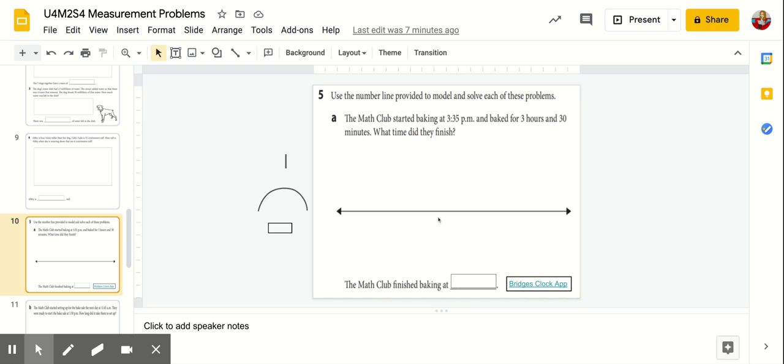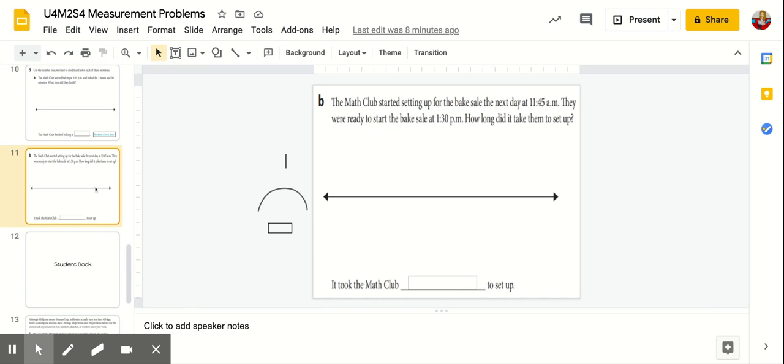This next problem has to do with time, and I added a link to your Bridges Clock app if you want to use it. The math club started baking at 3:35 and baked for 3 hours and 30 minutes. What time did they finish? You can use these little symbols to figure this out. And the next one is, again, the math club started setting up for the bake sale the next day, 11:45. They were ready to start the bake sale at 1:30. How long did it take them to set up?